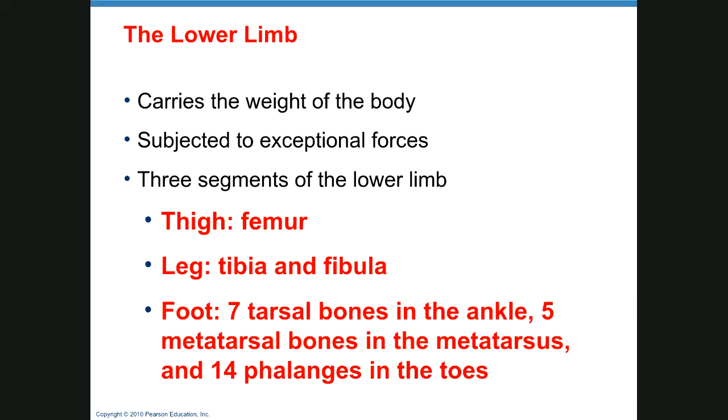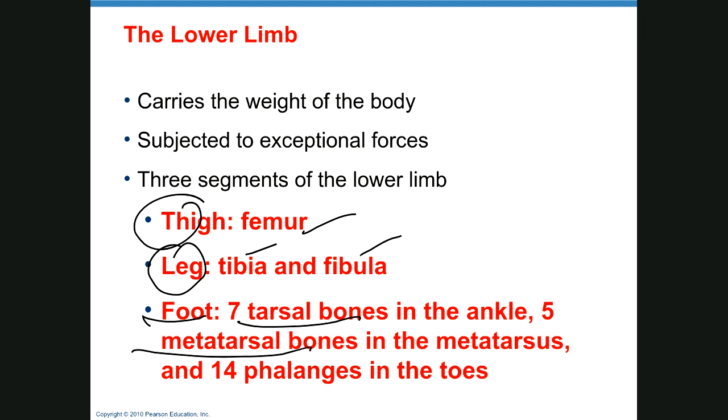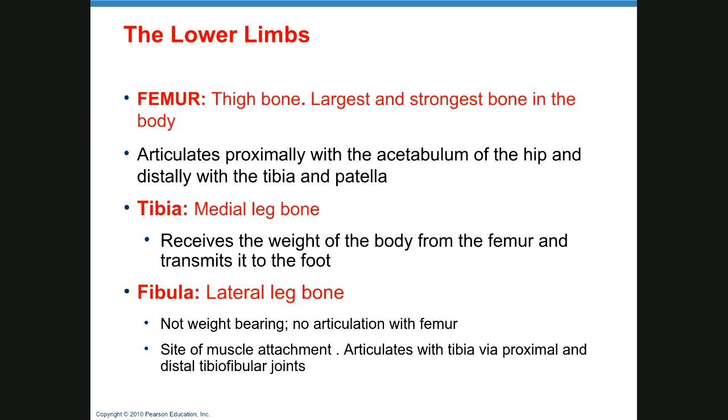So when it comes to the lower limbs, you know that the thigh bone is the femur, the leg bones are the tibia and the fibula, and then we have the foot bones, which are 7 tarsal bones, 5 metatarsals, and 14 phalanges in the toes. Okay.